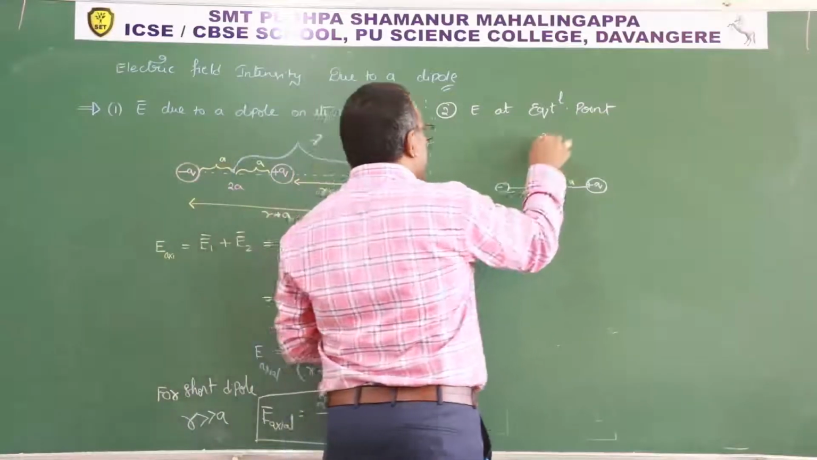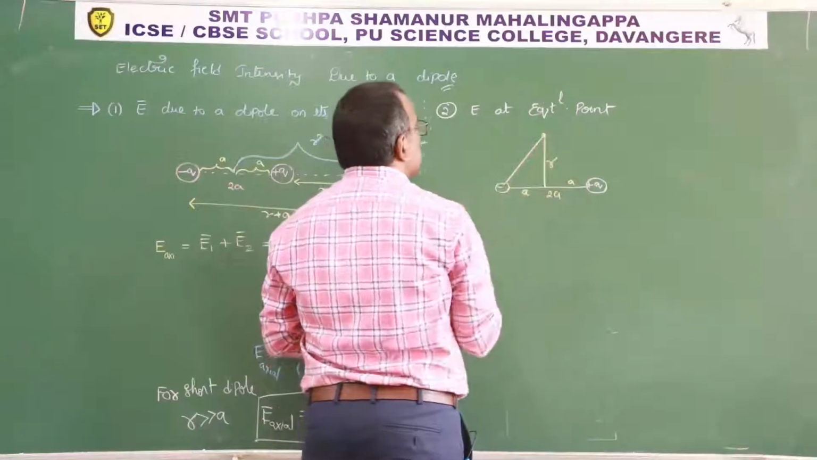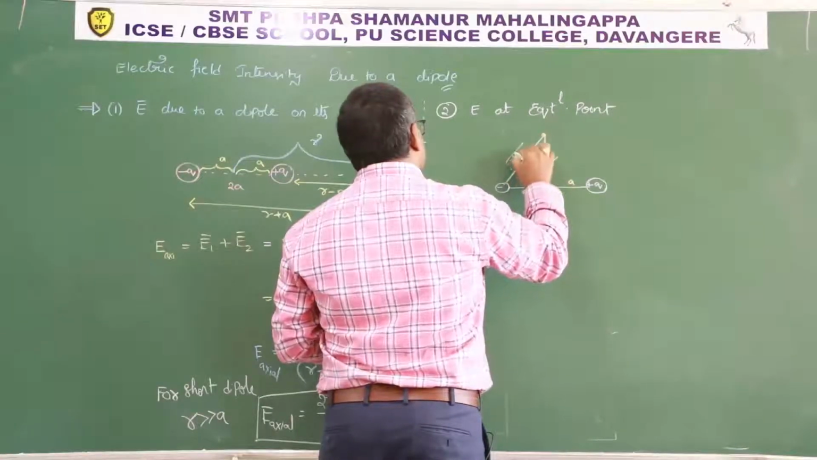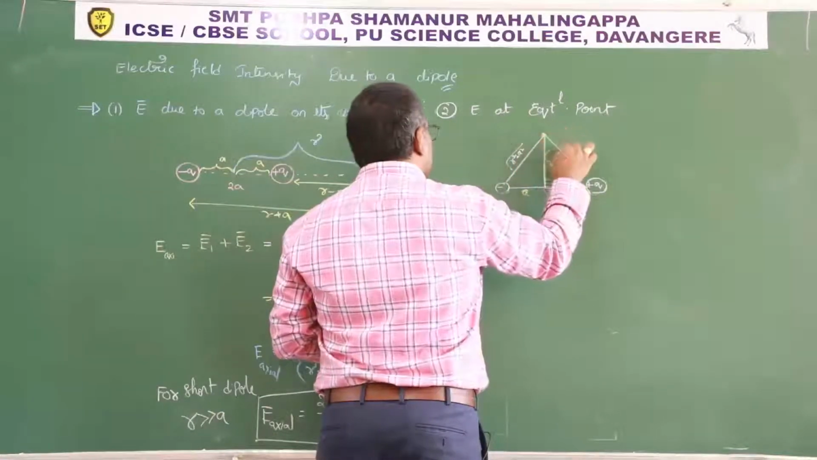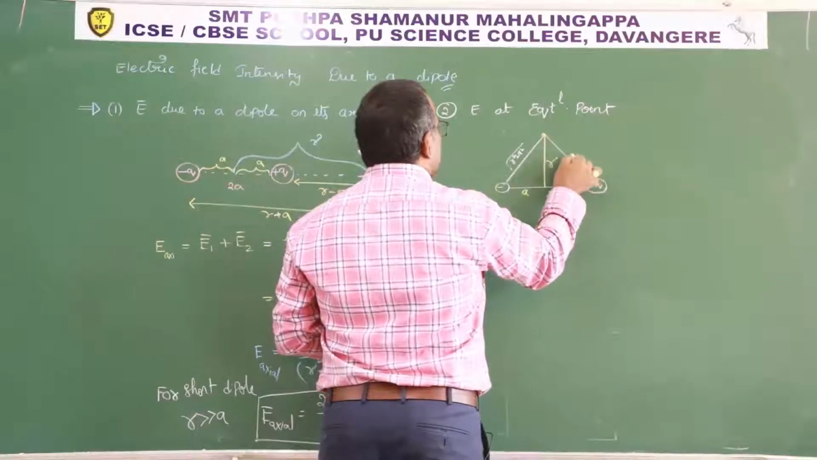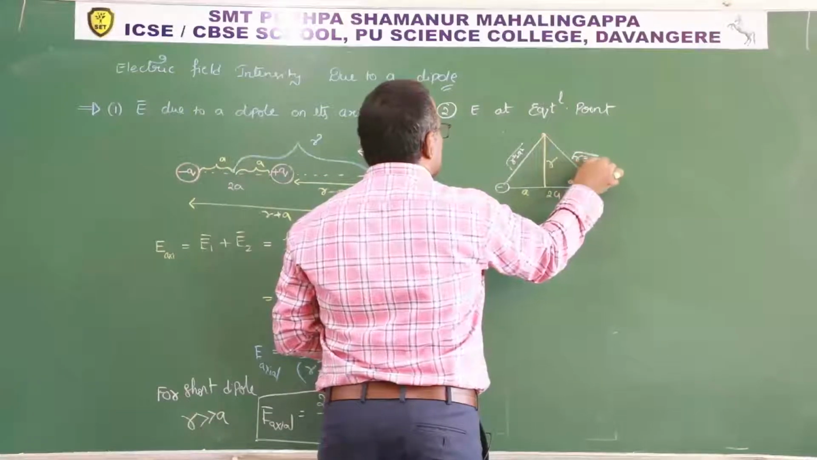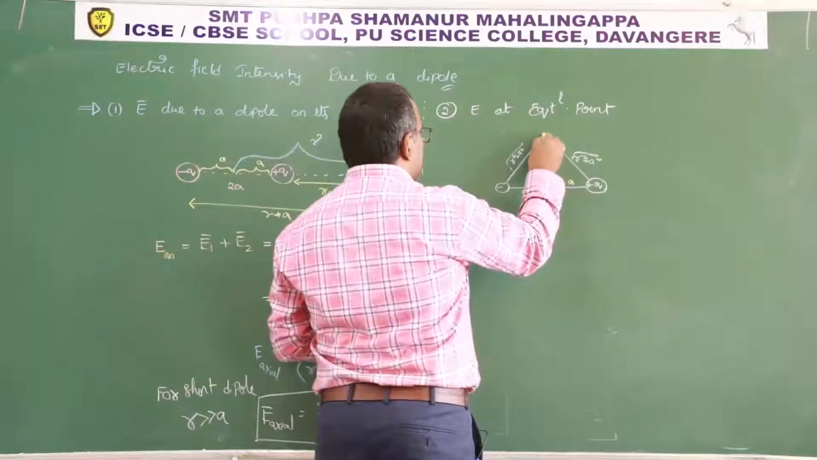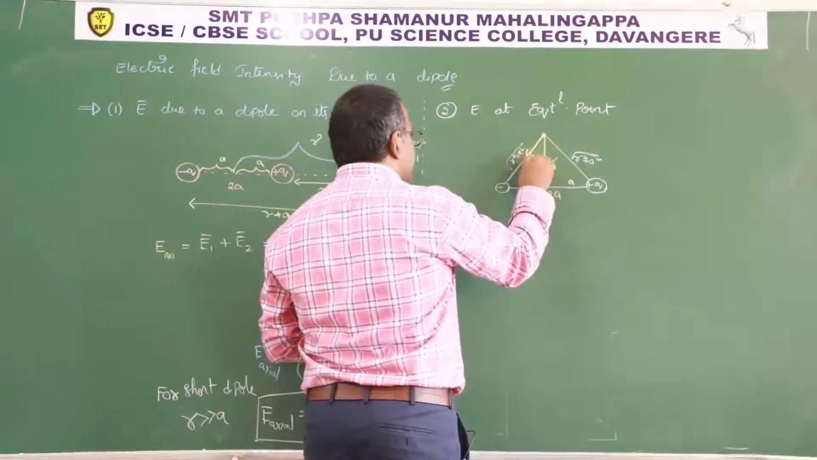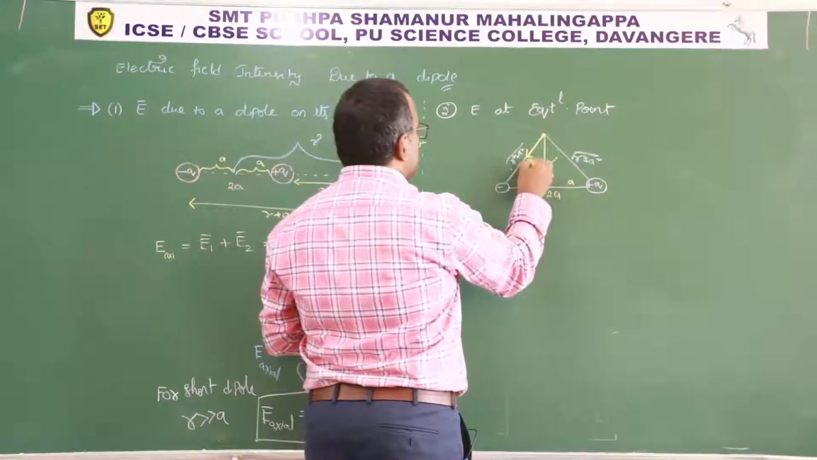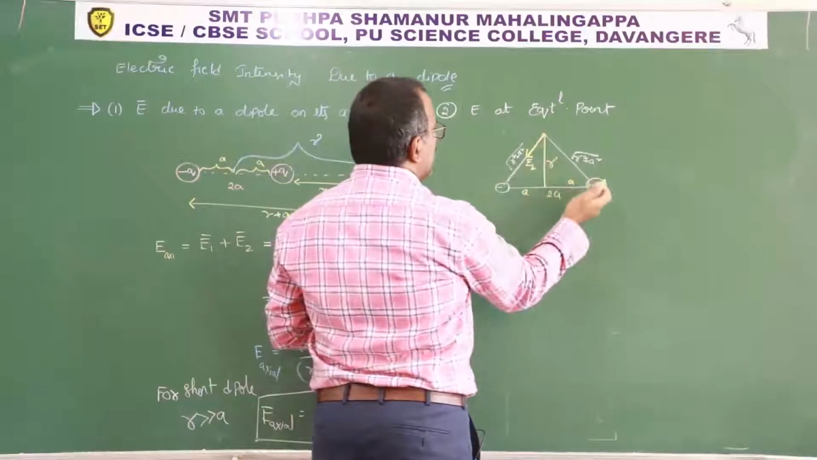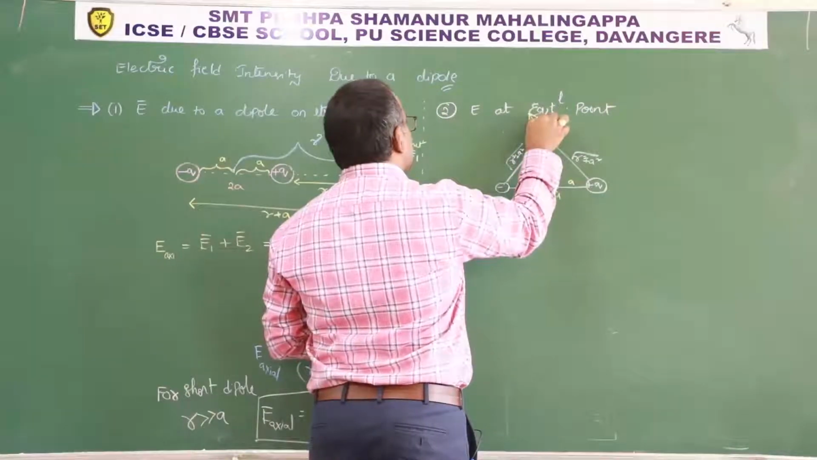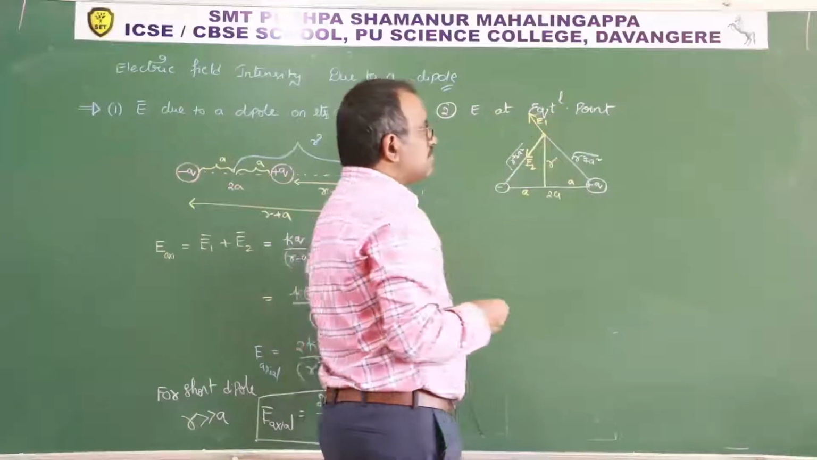Now please try to understand what this distance is. It will be under root of r square plus a square. This one will also be under root of r square plus a square. But the electric field at this point will be in this direction. Let me say that is E2. Similarly, the electric field due to this charge at this point will be in this direction. Let me say this is E1.